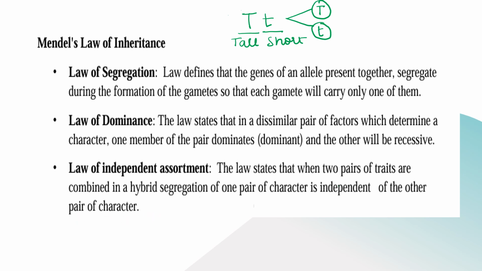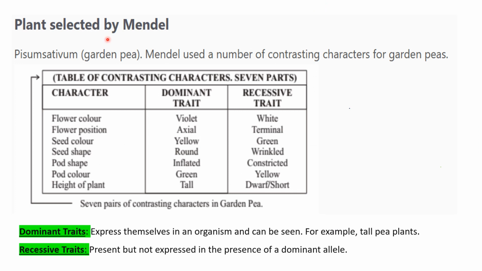Mendel, the father of genetics, selected the garden pea plant for his experiment. The scientific name of the garden pea plant is Pisum sativum. He used a number of contrasting characters in the garden pea plants. Here there is a table listing the contrasting characters. A character may be flower color, flower position, seed shape, or the height of the plant. He used 7 pairs. The dominant and recessive traits are listed, so you can have a glance.